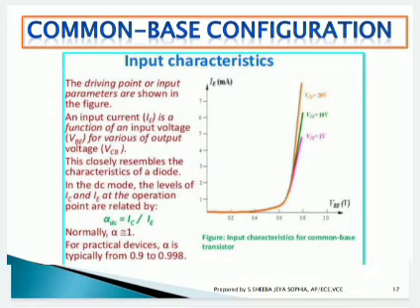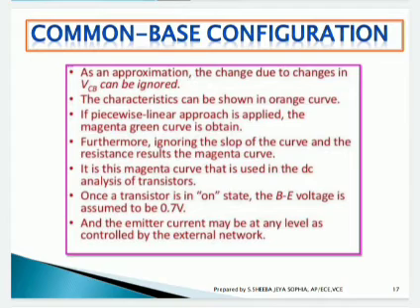In common base configuration, the changes due to VCB can be ignored, and once a transistor is in the on state, the VBE voltage is assumed to be 0.7 volt, since these are mostly silicon type transistors, and the emitter current may be taken at any level as controlled by the external network.